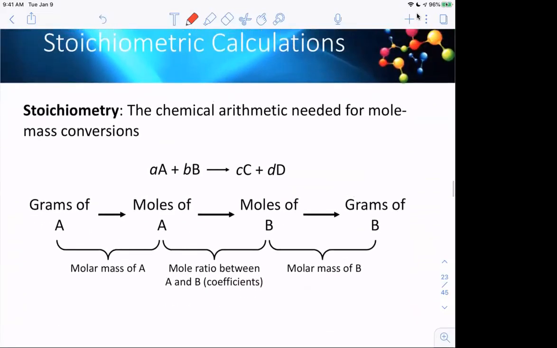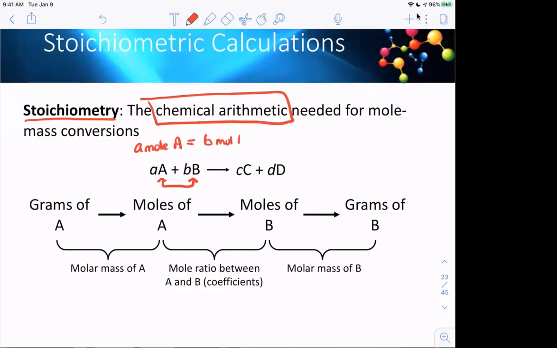So stoichiometry is basically chemical arithmetic. It's going to allow me to convert from the grams of a substance that I want to use in a reaction, and then calculate the grams of the other reactant that I need to use in the reaction. For example, these two are reactants. The ratio is A moles of A is equal to B moles of B.